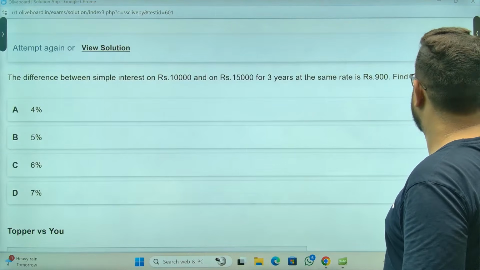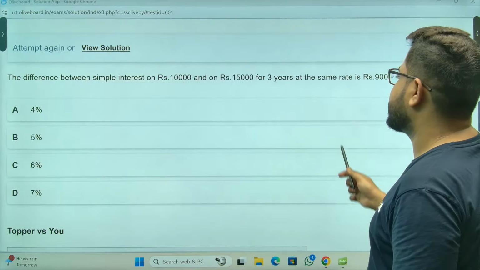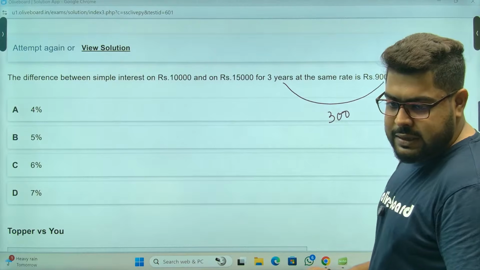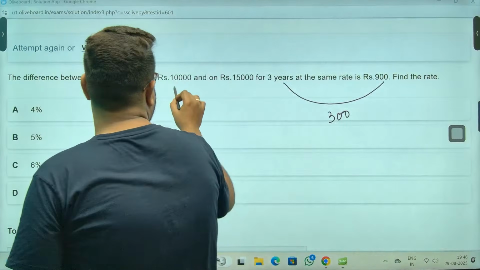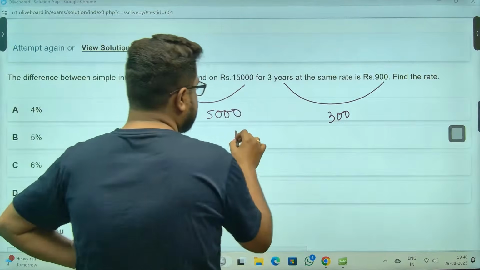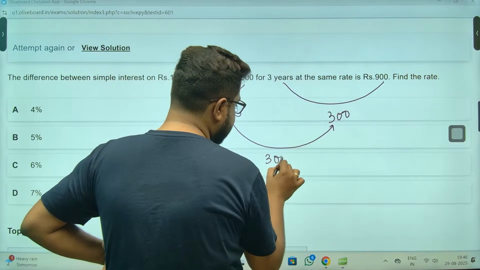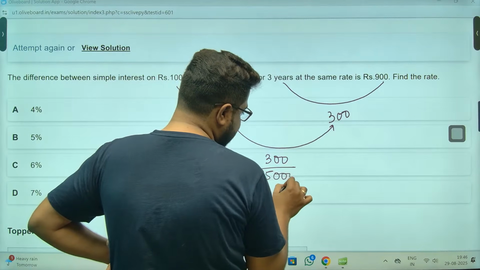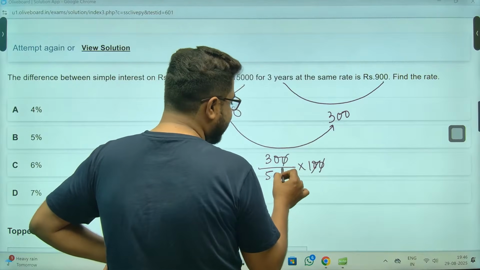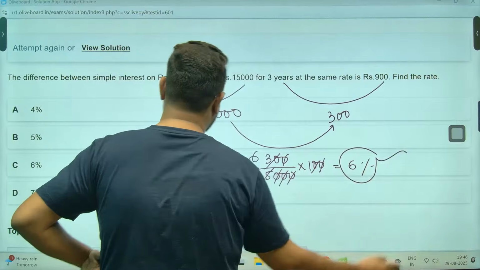Difference between simple interest on this, 3 years. So 3 years difference is 900, 1 year difference is 300. Okay, so principal is 5,000 rupees. 300 is what percentage of 5,000? So 300 by 5,000 into 100. If you do the calculation correctly, you will say yes, it is 6%. So that is your rate of interest.